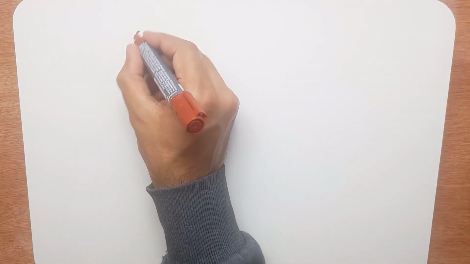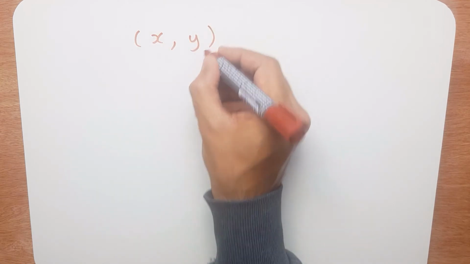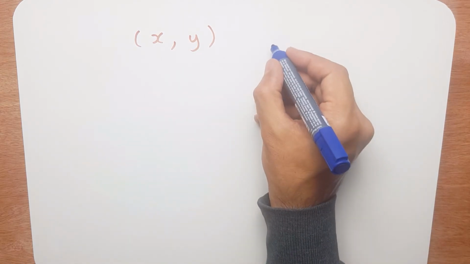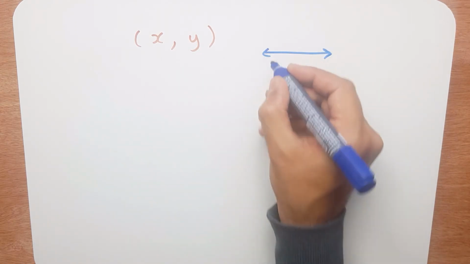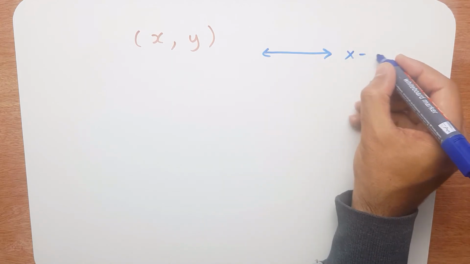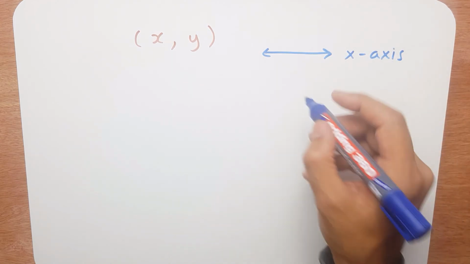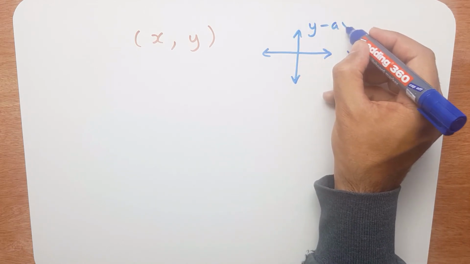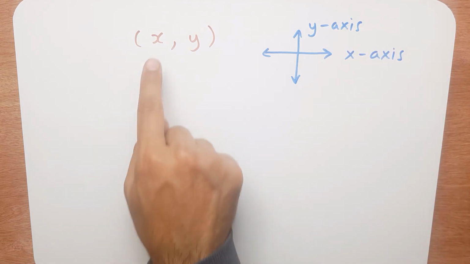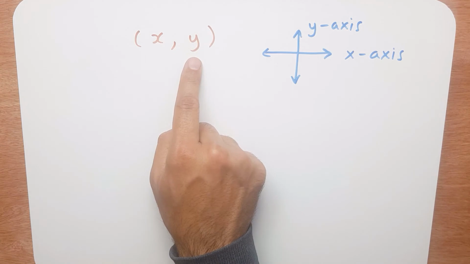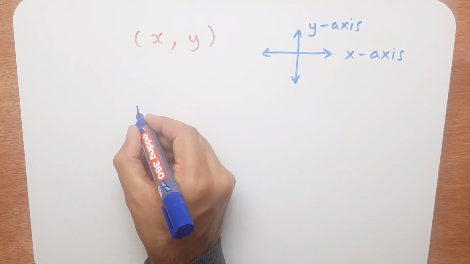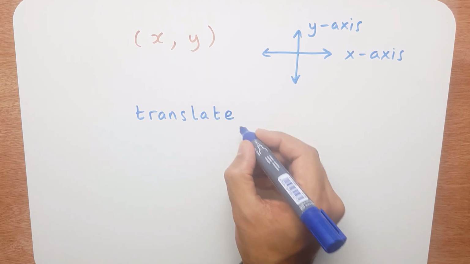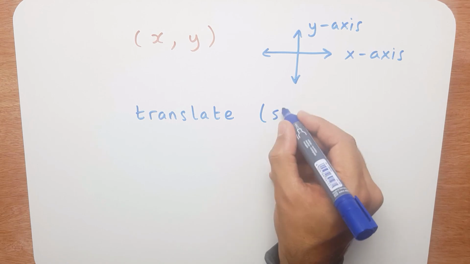Let me just point out a few things. Your coordinates come in pairs. That's your x coordinate, that's your y coordinate. Now your x-axis runs along the page, so that is your x-axis. And your y-axis will run up and down the page. And remember, they come in alphabetical order, X and then Y. Now when you're asked to translate a shape, this simply means you need to slide the shape.